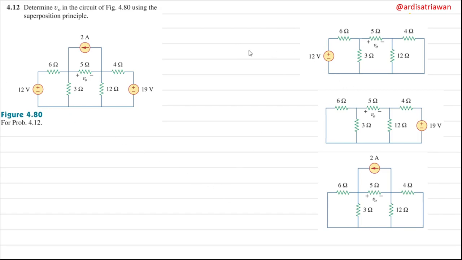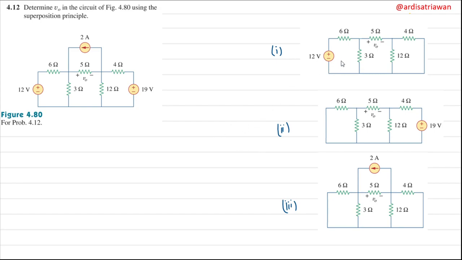This one is only the 12 volt voltage source turned on, while this current source is turned off. As you see here, we replace it with an open circuit, and this 19 volt source is replaced with a short circuit. So we have three circuits here: first one, second one, and the third one, and we need to analyze one by one. So V0 for this circuit, V0 for this circuit, and this circuit.